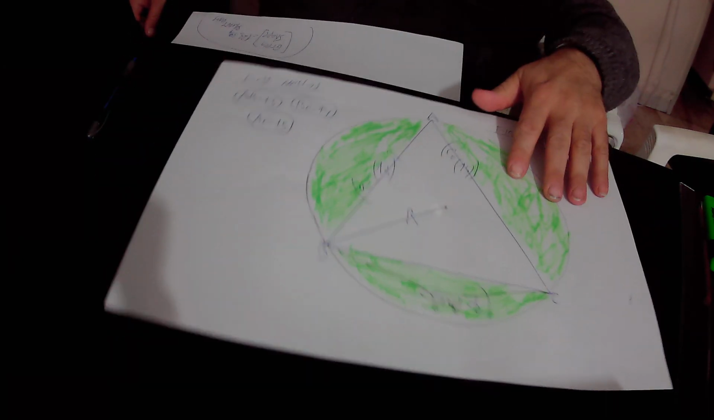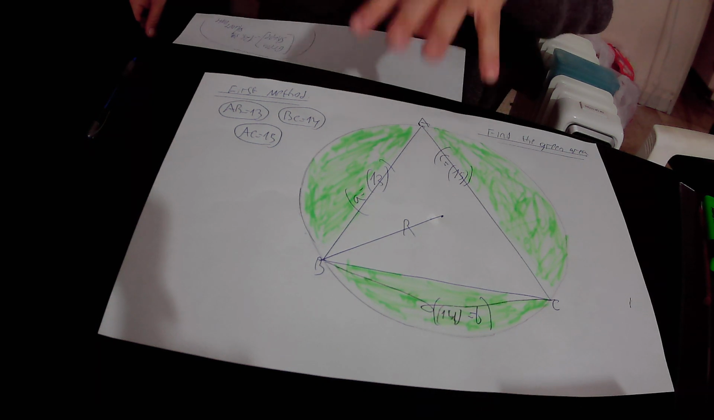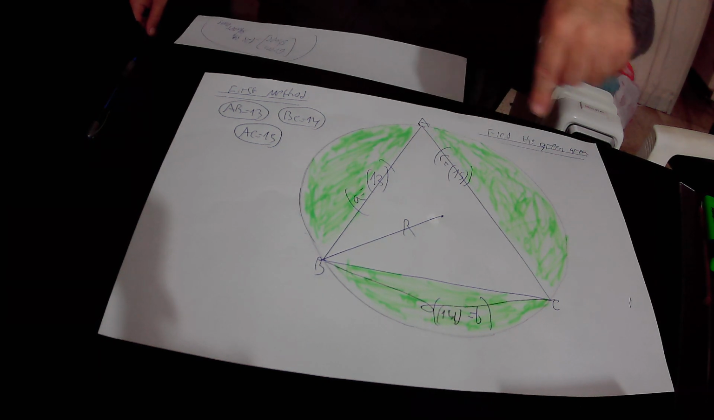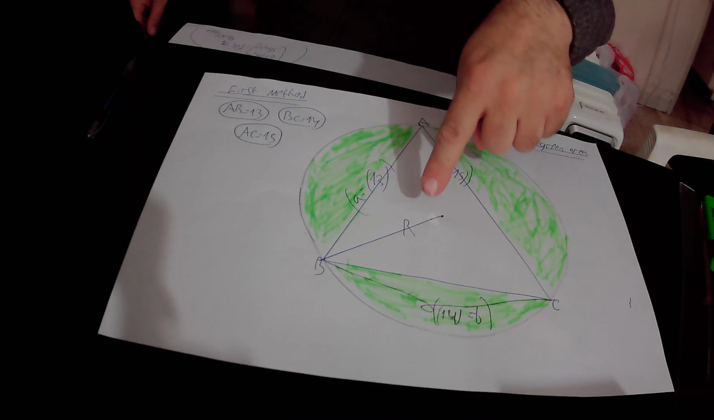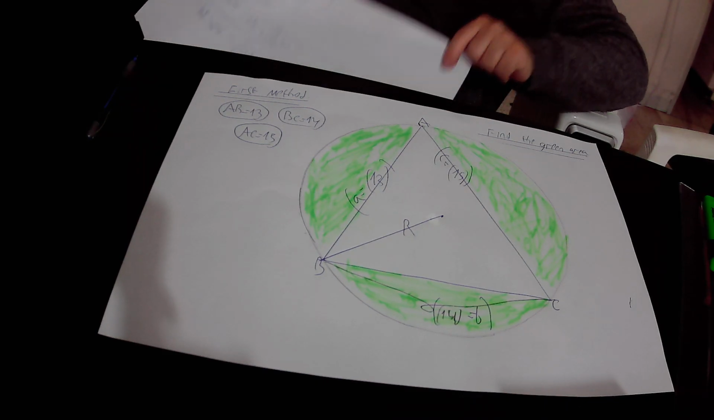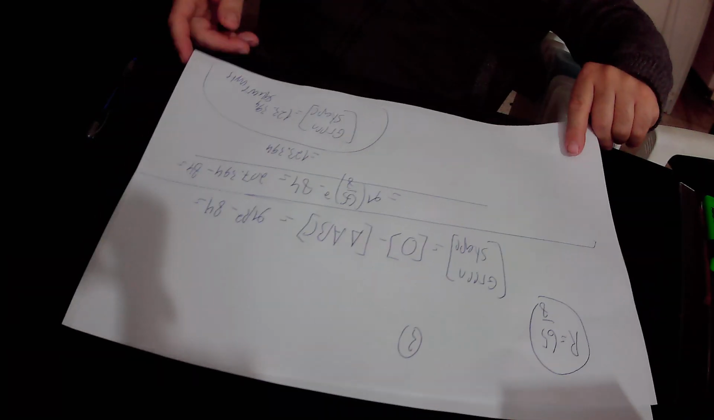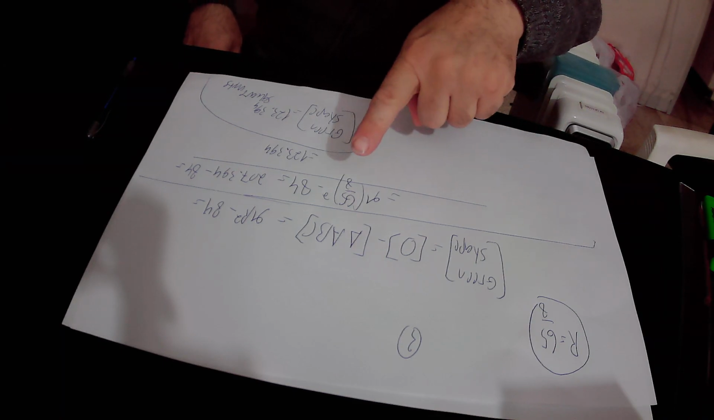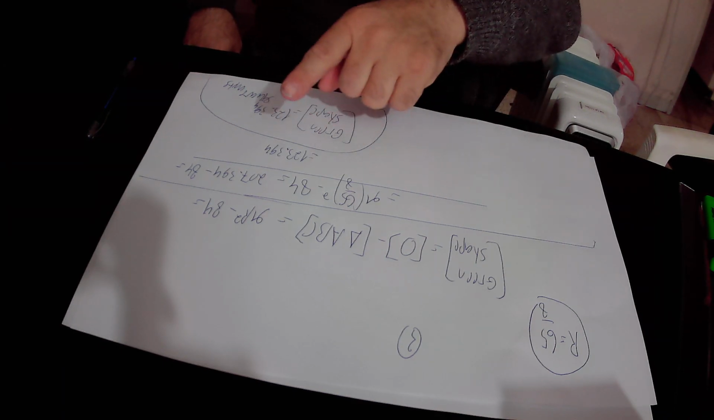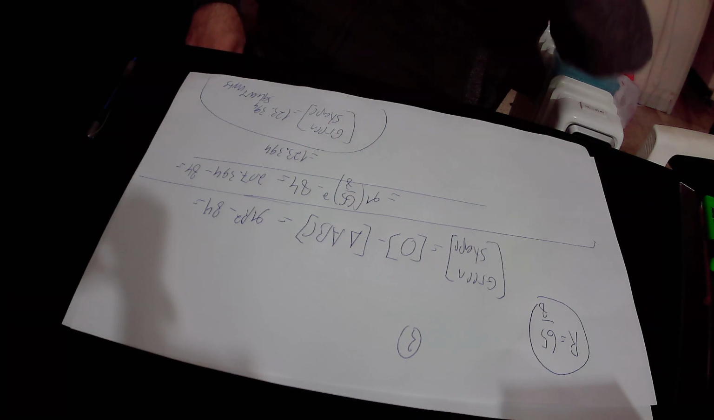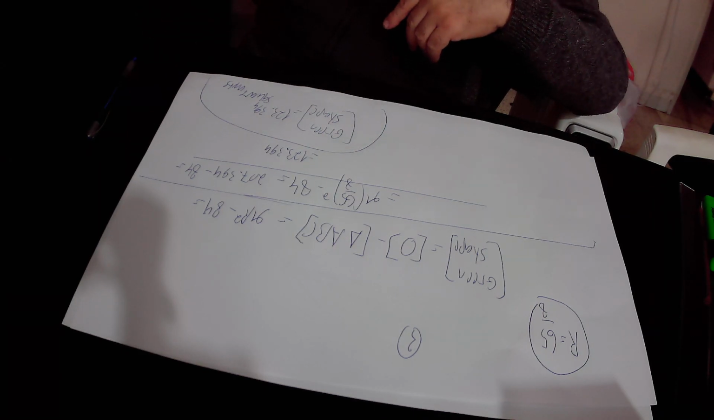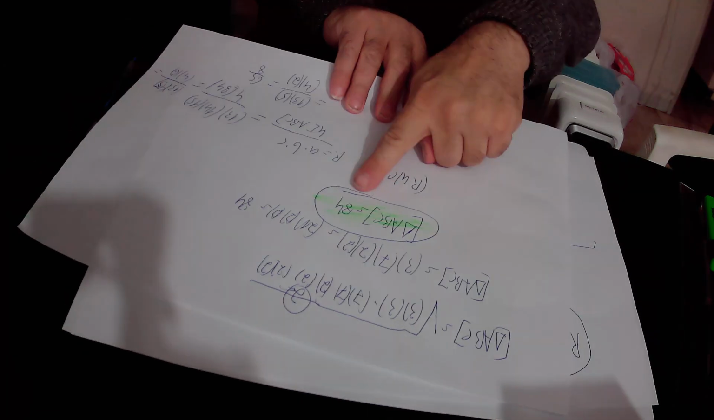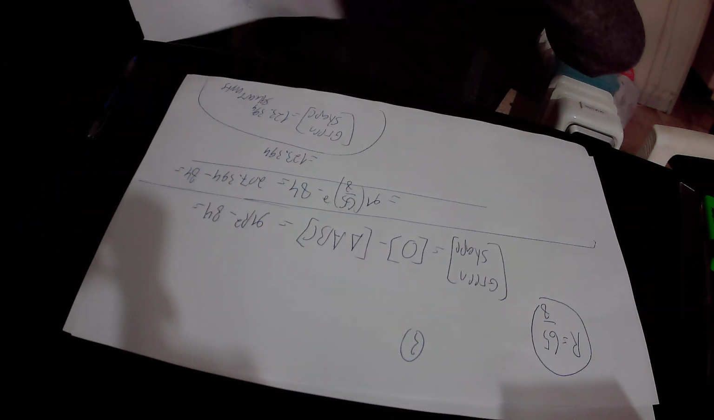What is the area of the green shape? Our mission is to find the area of this green shape. The area of this green shape equals the area of the circle minus the area of triangle ABC. I repeat again: from the drawing, it is very easy to see that the area of the green shape equals the area of the circle minus the area of triangle ABC. The area of the circle is pi r squared, and we found out that the area of triangle ABC equals 84 square units.